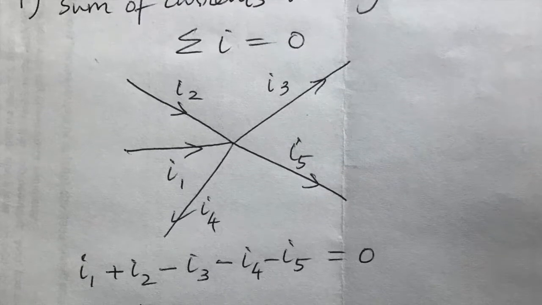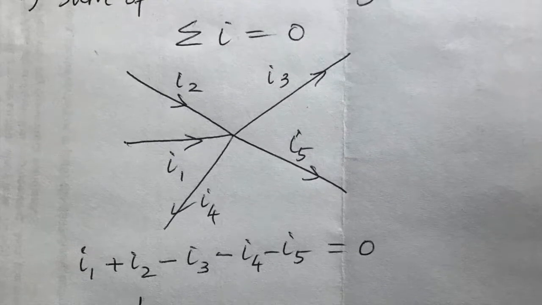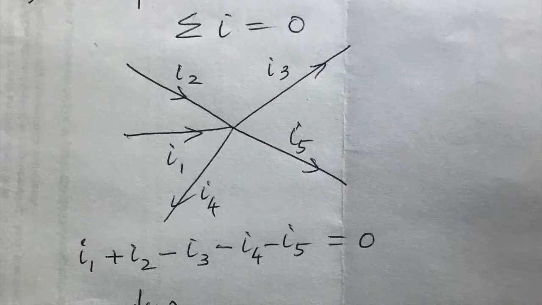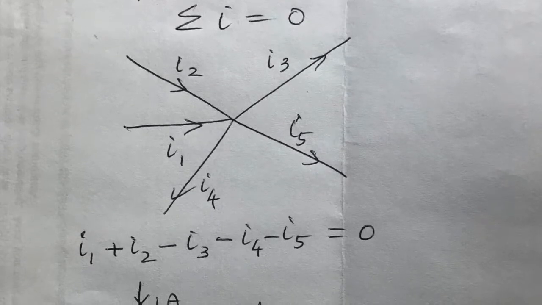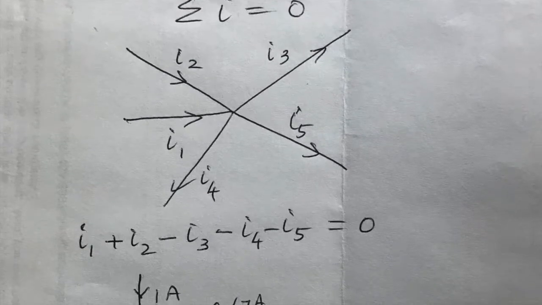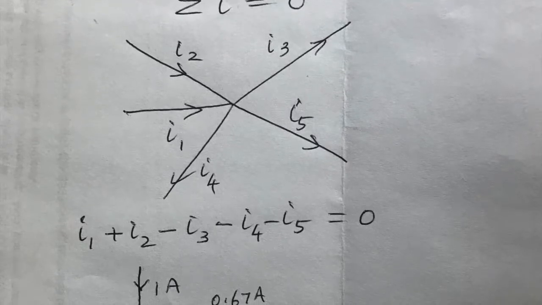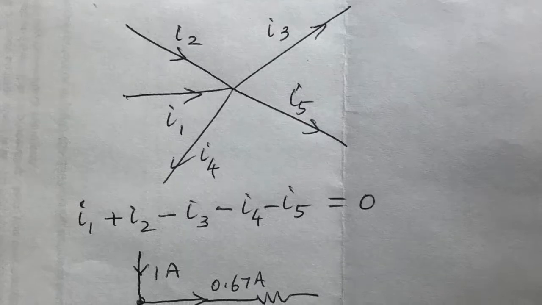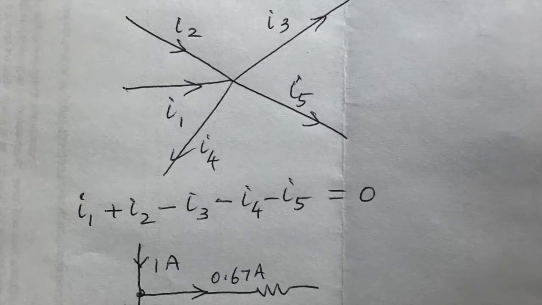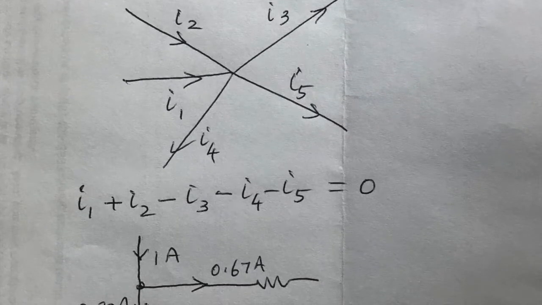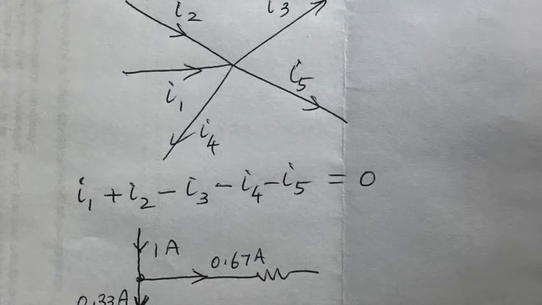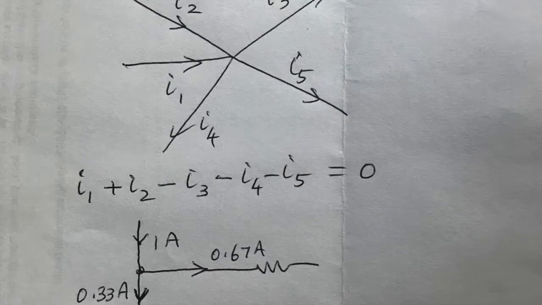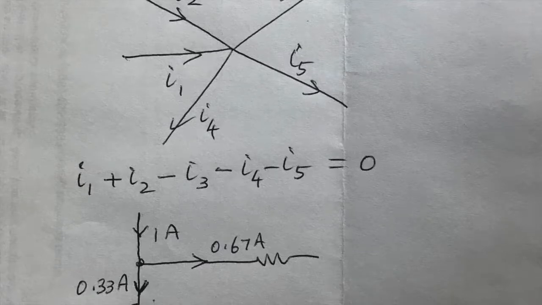So how do you write this equation? If you consider the currents coming in as positive, you write I1 plus I2 minus I3 minus I4 minus I5 should be equal to 0. This is the first law of Kirchhoff. You know what? You have already used the first law when you solved the previous problems.